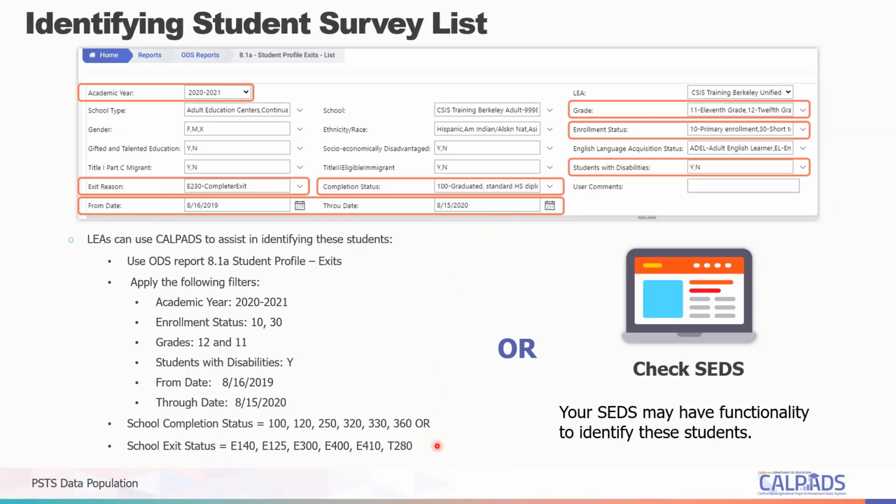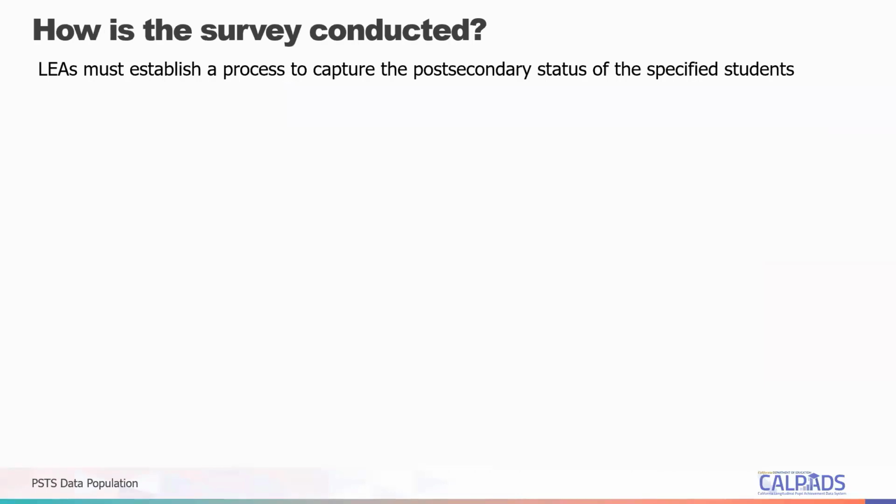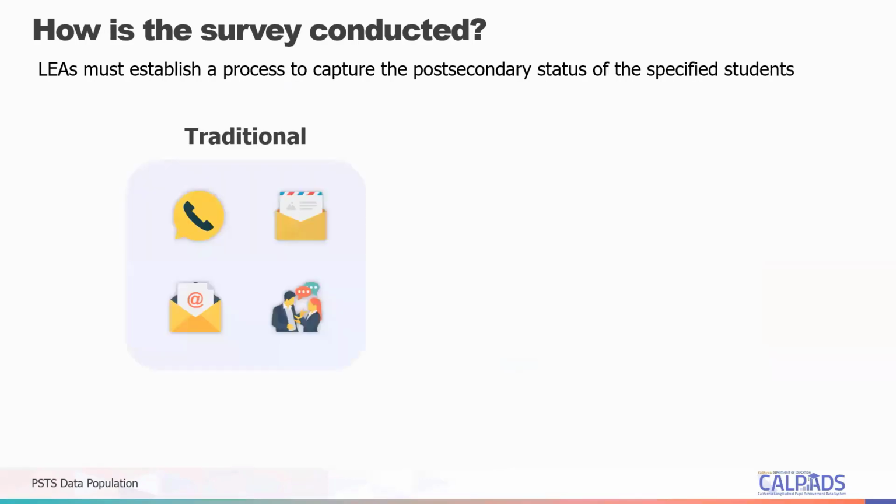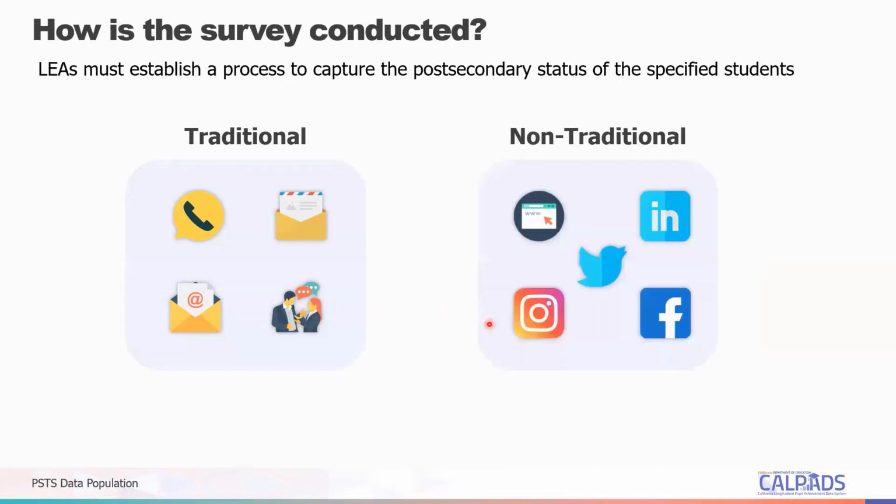LEAs must establish a process to survey and capture the post-secondary status of the specified students. You can employ traditional means like phone bank, snail mail, email, or person-to-person contact. Or you can take advantage of different social media platforms to reach out to them.